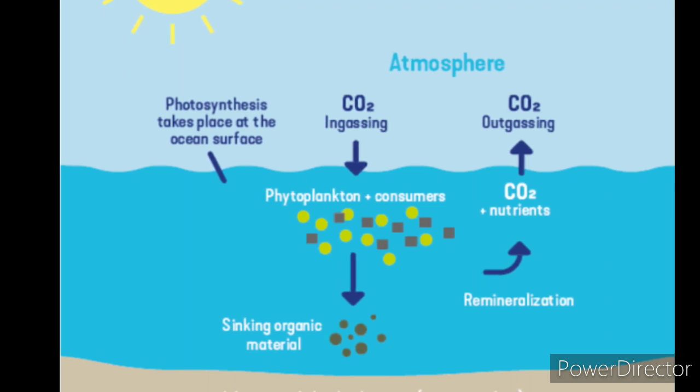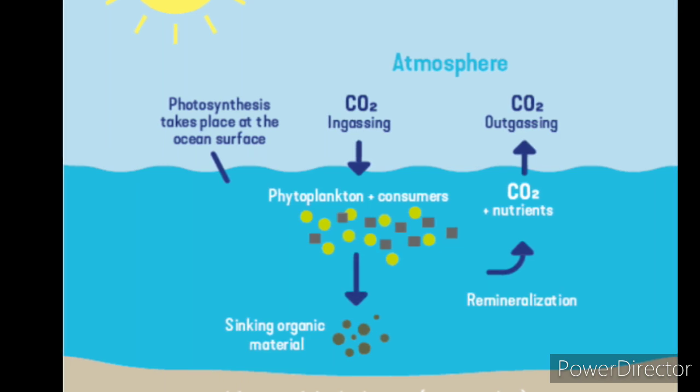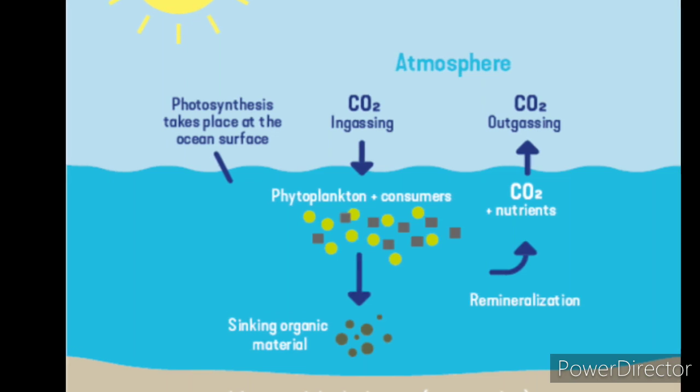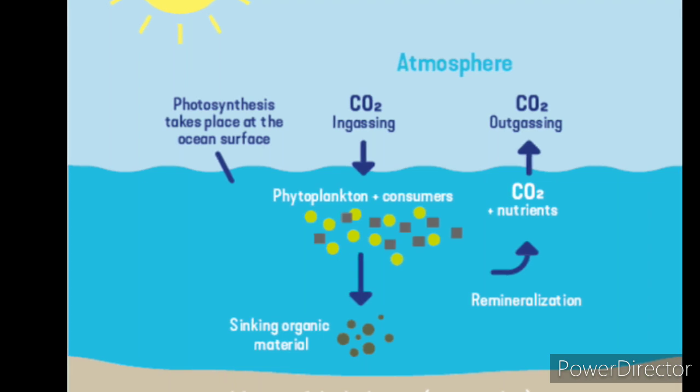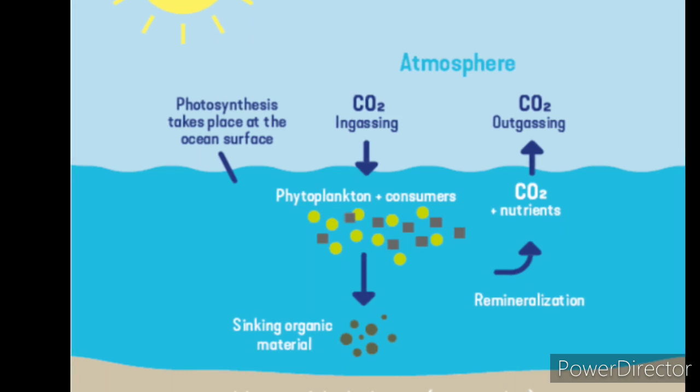For example, phytoplanktons are eaten by small krills. Krills are small prawn-like animals, crustaceans. These krills get eaten by large fishes, and these fishes get eaten by other large fishes like sharks. Those are apex predators. So this is the food chain that is present in the marine ecosystem.